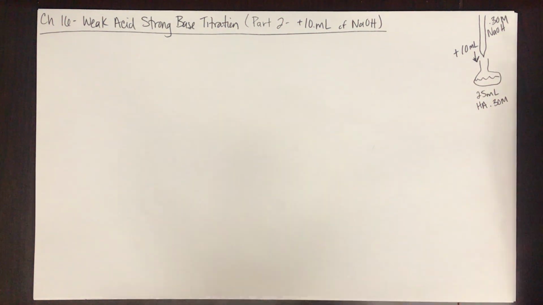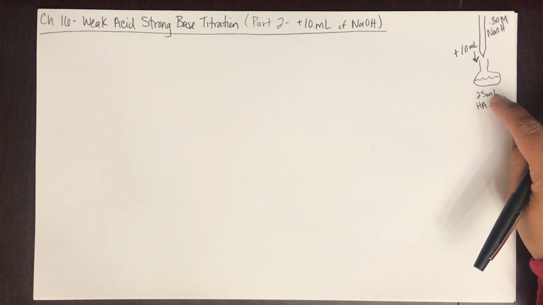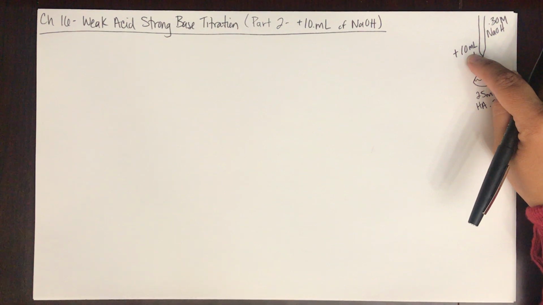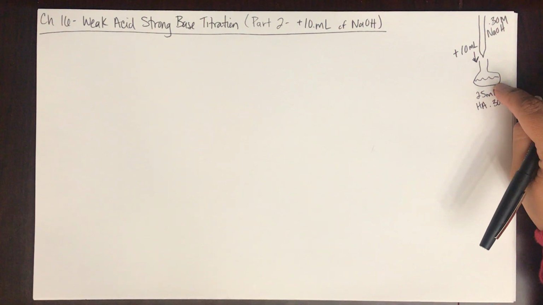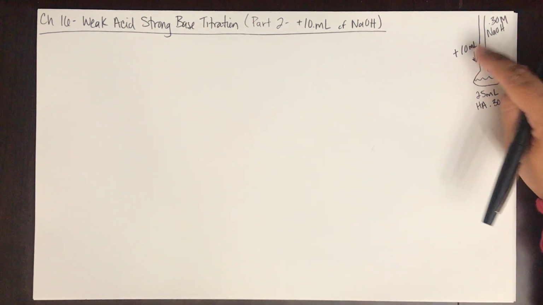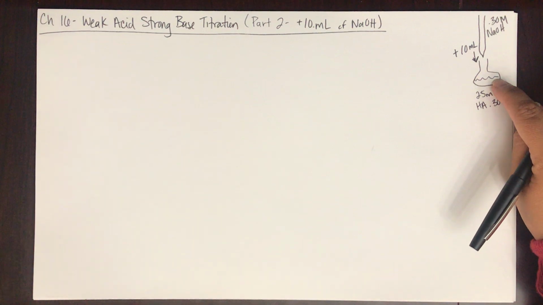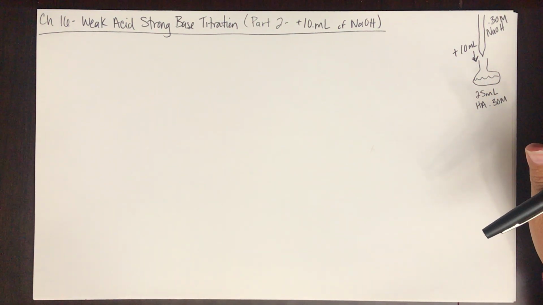So now we have to do a dilution. We have to change, because what we want is what's the pH inside this flask. So now instead of having 25 milliliters in this flask, we're going to have 35 milliliters in this flask. So what we need to do is figure out what is the concentration of acid in this flask and what is the concentration of base in this flask. First, we need to figure out how many moles of acid are in the flask, how many moles of sodium hydroxide are in the flask, what are the concentrations, what is the chemistry.